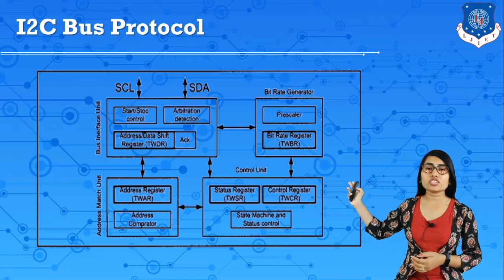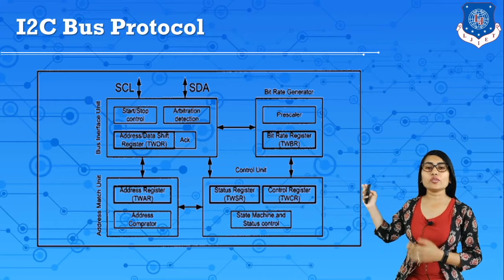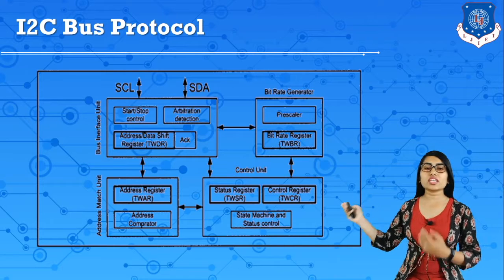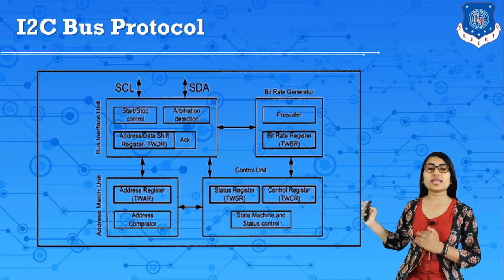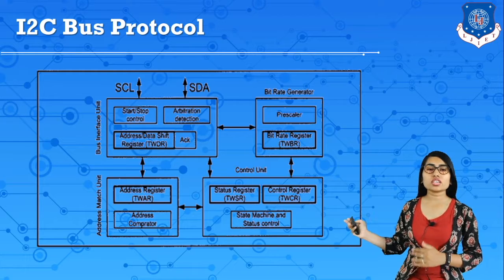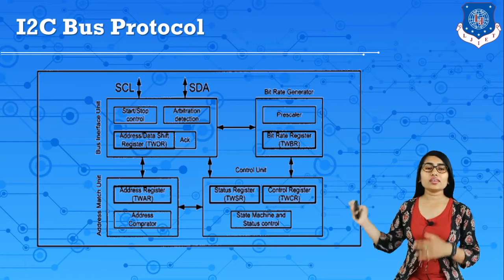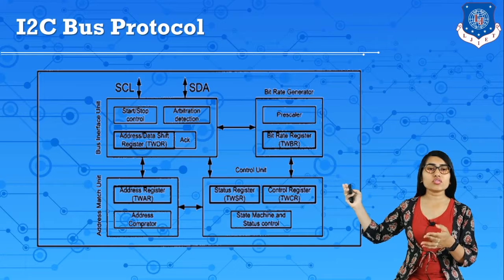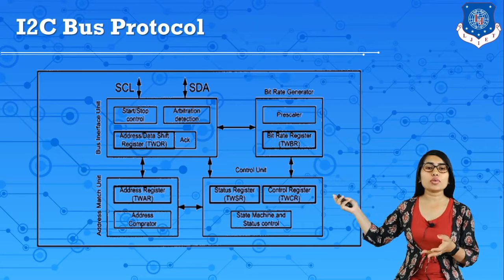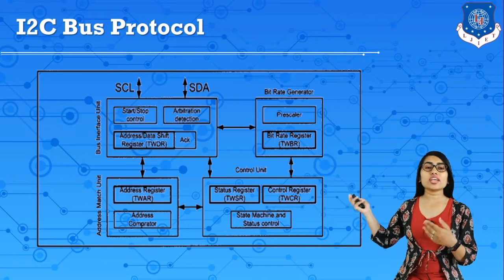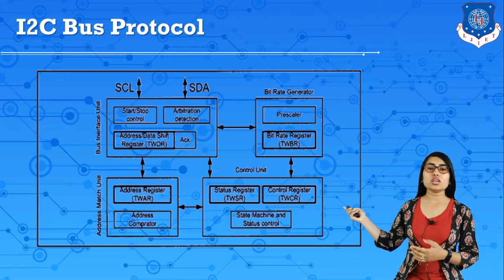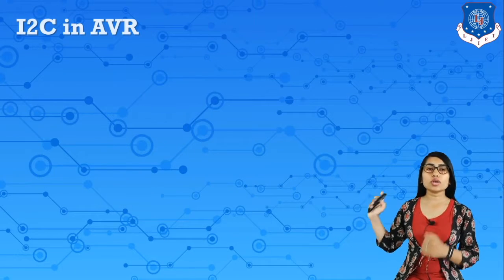In the bit rate generator there is a prescaler and bit rate register. In the control unit there is a status register, control register, state machine and status control. Here there is an address register and address comparator, and in the bus interface unit there is a start stop control, arbitration detection and address data shift register. So this is the I2C bus protocol.